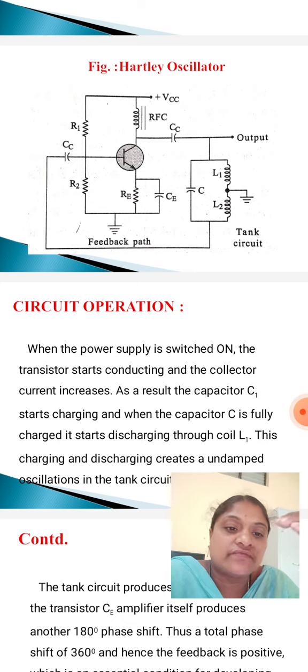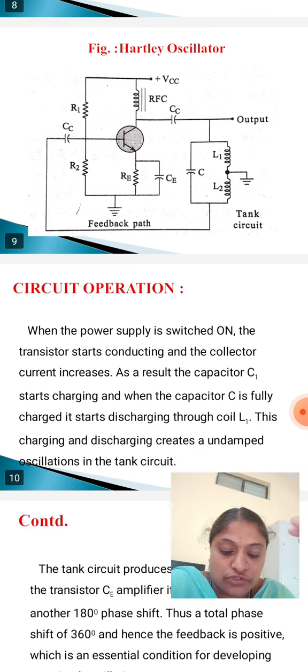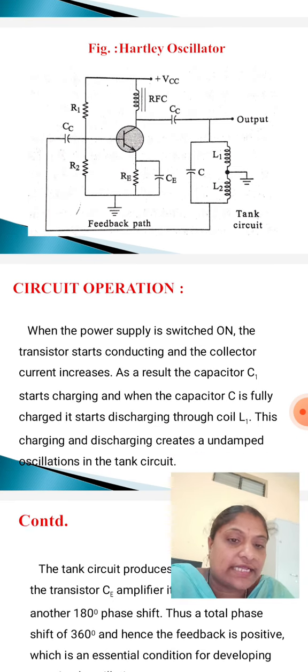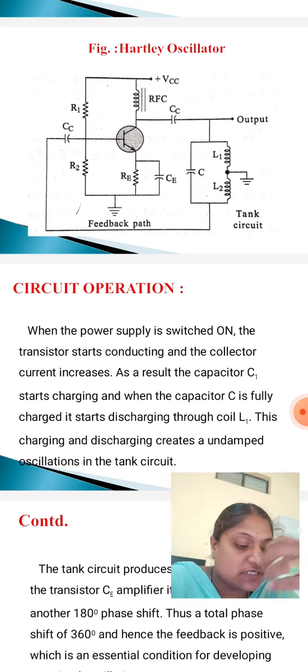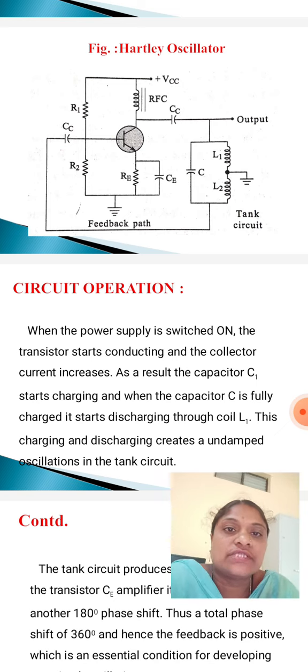What is the purpose of the coupling capacitor? The coupling capacitor is used to block the DC signal and allow the AC signal. That is the use of coupling capacitor CC.